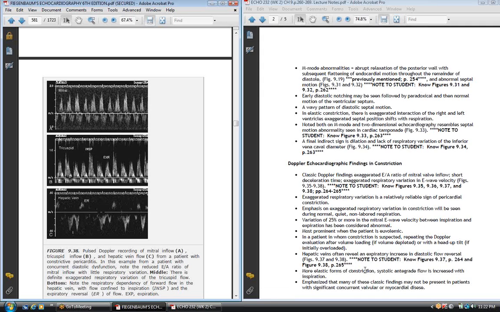In more elastic forms of constriction, systolic antegrade flow is increased with inspiration. Systolic antegrade flow is increased with inspiration. Emphasize that many of these classic findings may not be present in patients with significant concurrent valvular or myocardial diseases.